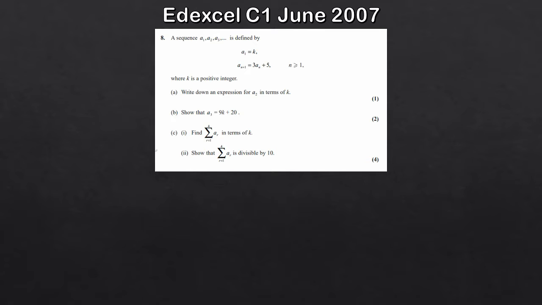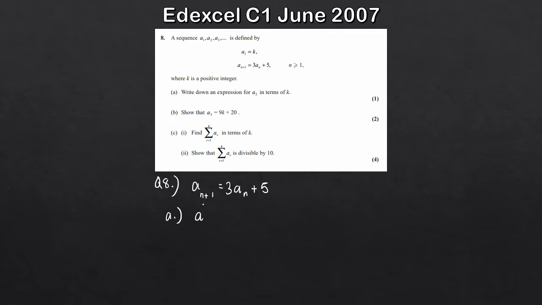Again, taken from old exam papers here. This is question 8 from one of the old C1 papers. So we've got the sequence here, A1, A2, A3. We know A1 is equal to K, and then we know the next term in the sequence is given by this relation here. So A n plus 1 is equal to 3 lots of AN plus 5. Now, we want to find A2. So in part A, we just want A2.